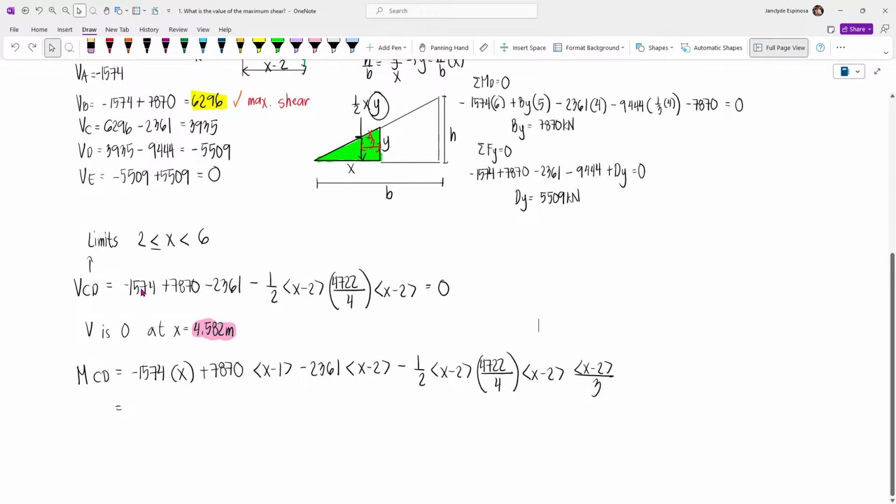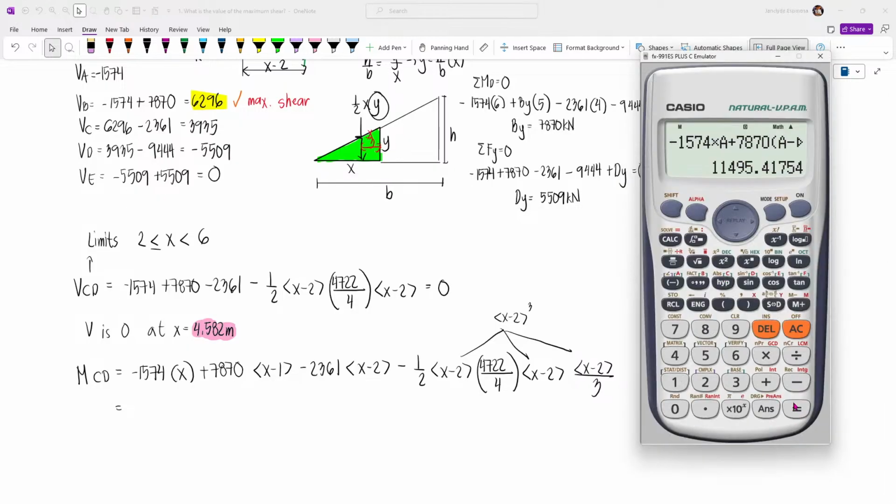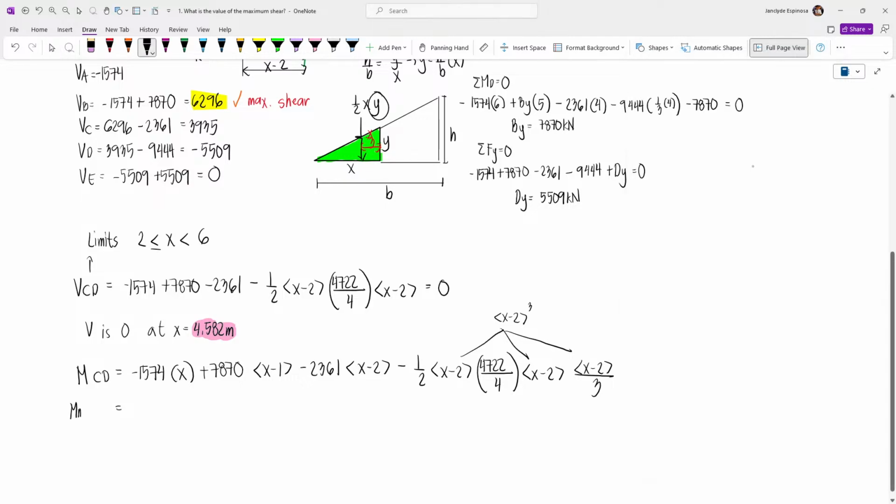So ideally, just join the like terms. For example, for the triangular load, there are three factors of x minus 2, so what can we do? We can just make it x minus 2 cubed, so there's less to type. Press equals, and that gives the maximum moment. M max equals how much? 11495.4175 kN·m.